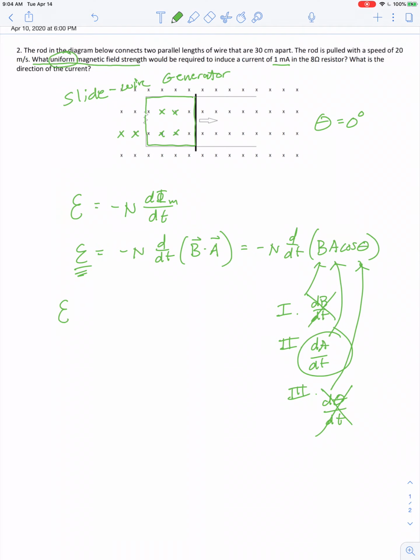So in that case, and this is also a case where N equals 1, there's just one loop. So the magnitude of our induced voltage is equal to, let's see, cosine of 0 is also going to give us 1. So we just need to look at N times d/dt of BA, but the B is constant and the N equals 1. So this is just a case where the induced voltage is equal to B times dA/dt.